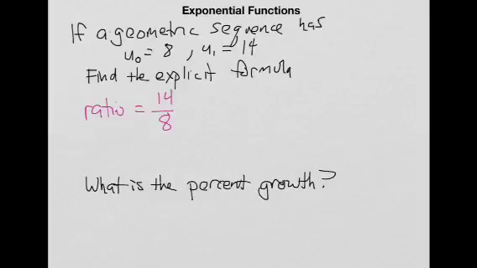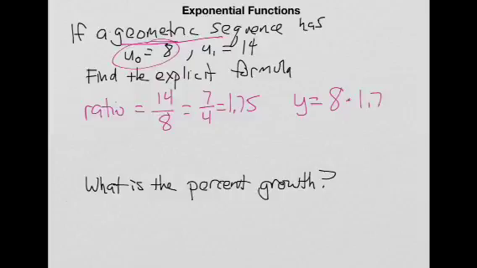Now I know I can just use the common ratio because I'm given the fact it is a geometric sequence. So I don't need to check to make sure. I know I've defined it as geometric. I can just take this 1 point. 14 divided by 8 would be 7 divided by 4, which would be 1.75. So since I'm given the starting value of the u sub 0 is 8, my function, my formula, is just going to be 8 times my ratio, which is 1.75, raised to the x power.